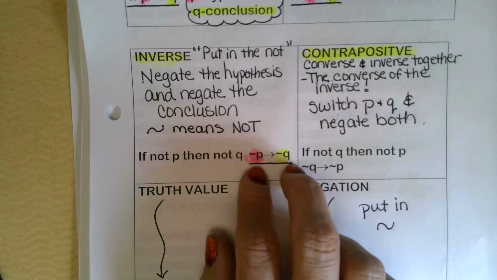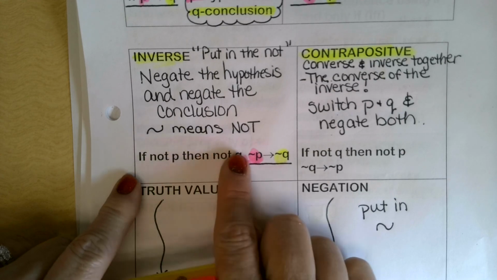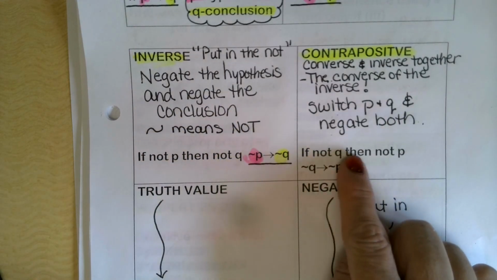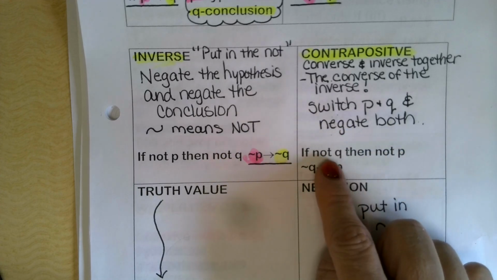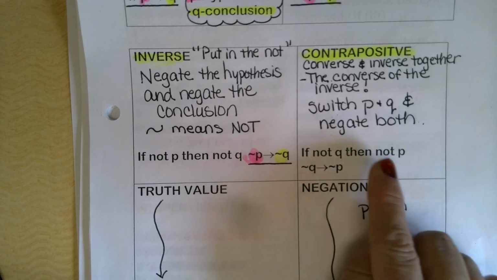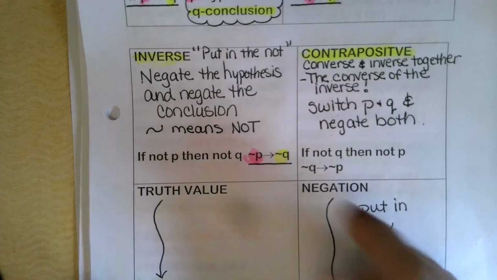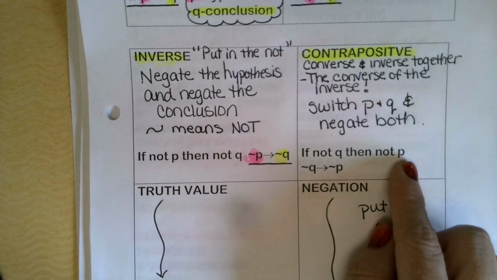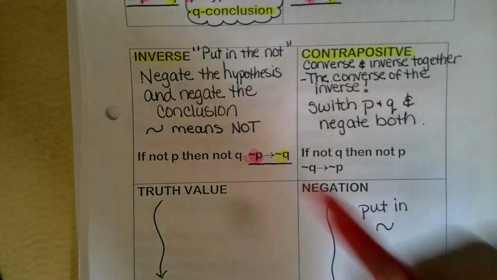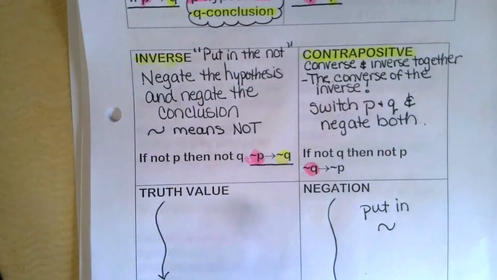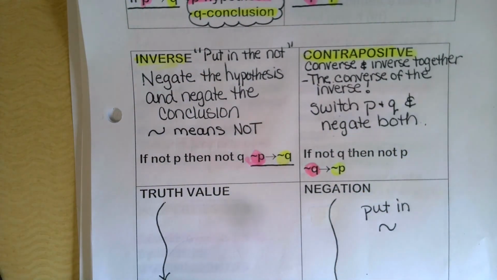Switch and negate. Okay, so notice this says if not P, then not Q. This one says if not Q, then not P. Okay, if I don't go to my friend's house, then I don't have to clean my room. Maybe. Okay, that's what the contrapositive would be. Whether it's true or not, that is to be decided. Okay, so this would be hypothesis. This would be conclusion.